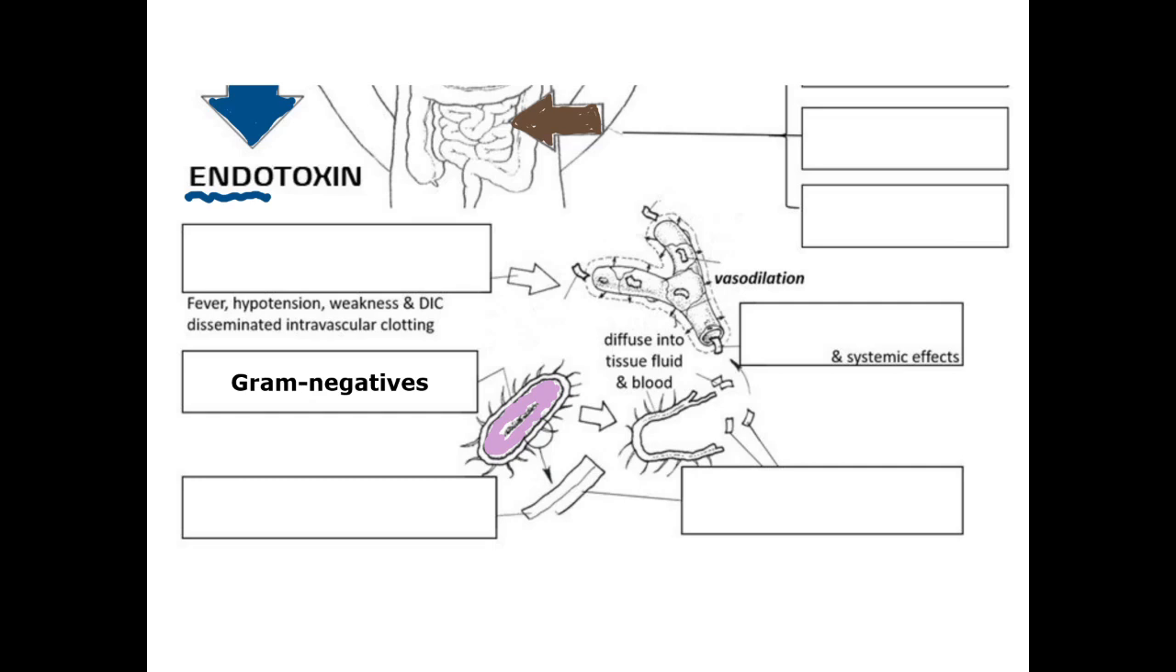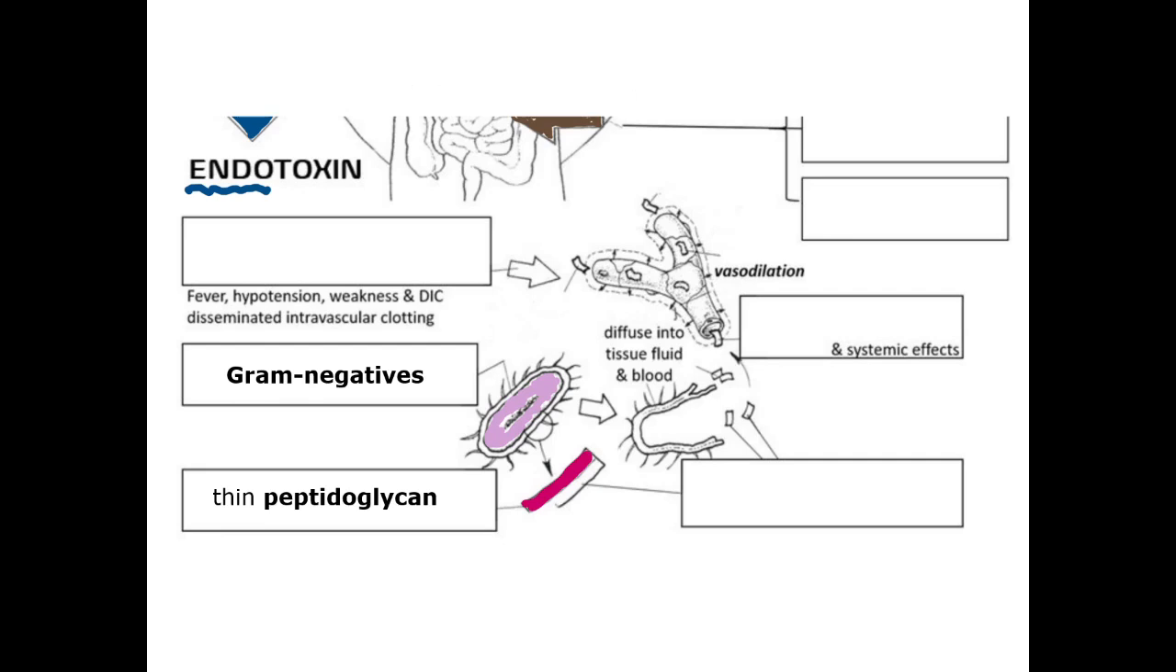So gram-negatives have that thin peptidoglycan cell wall. So we're looking specifically at their wall. They have a cell membrane, a periplasmic space, and then a thin layer of peptidoglycan. And because it was thin, that's why they couldn't hold on to the crystal violet, and that's why they stained pink with safranin.